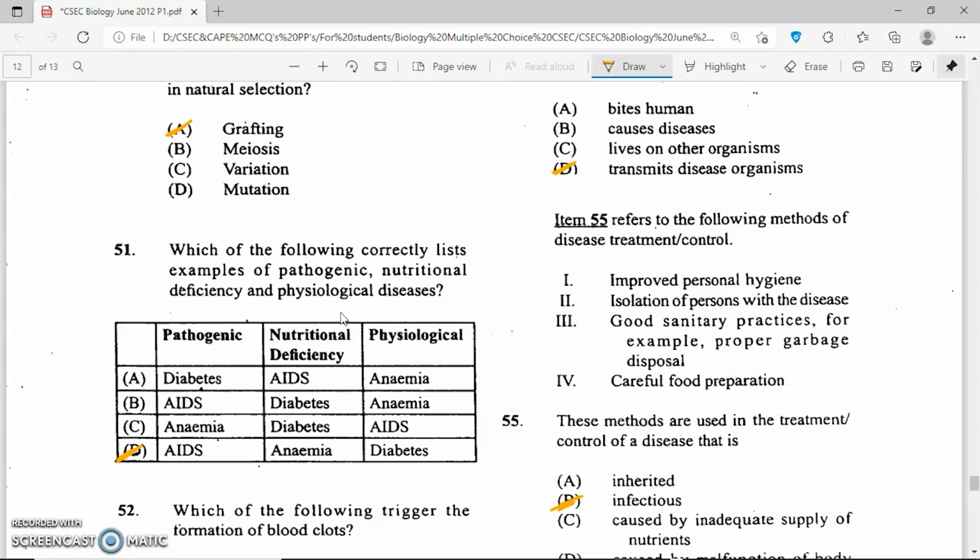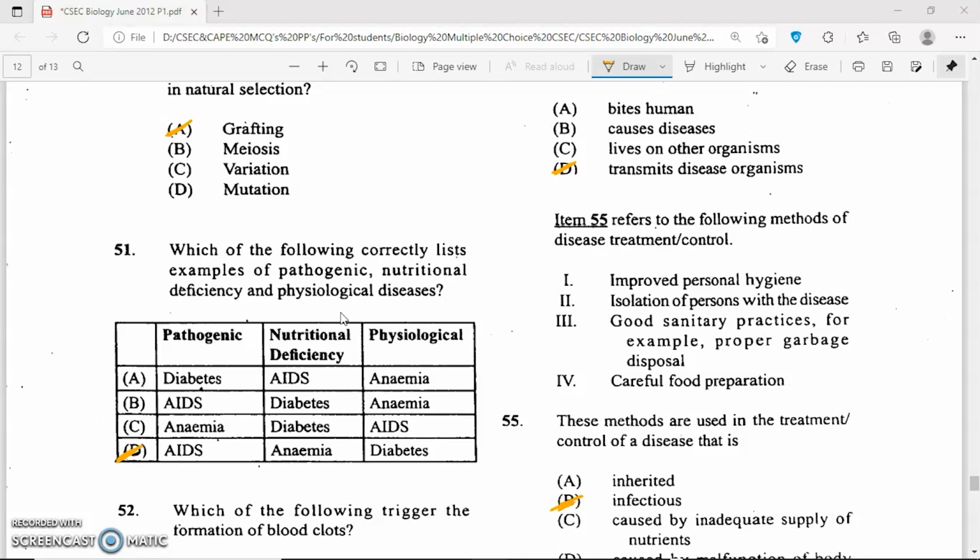So diabetes is not a pathogenic disease because it's not caused by an infectious organism. Okay. AIDS is not a nutritional deficiency disease because it's not caused by a lack of a particular nutrient. It's a sexually transmitted disease. As a matter of fact, AIDS is an infectious disease. Okay. And anemia is caused by a lack of iron. Well, especially in the case of iron deficiency anemia, right? So it will be a nutritional deficiency disease. So it cannot be A.